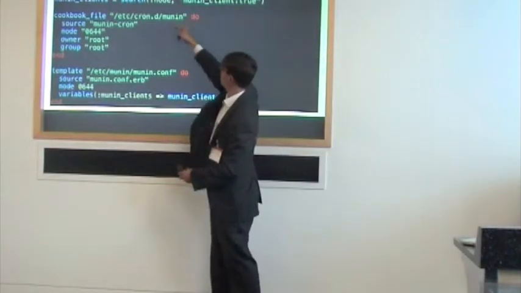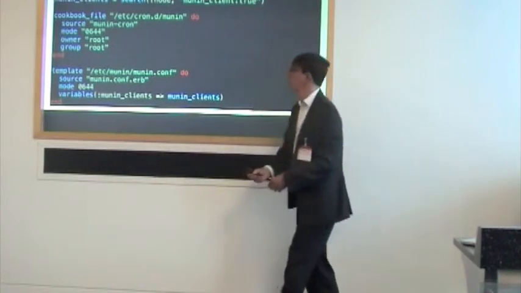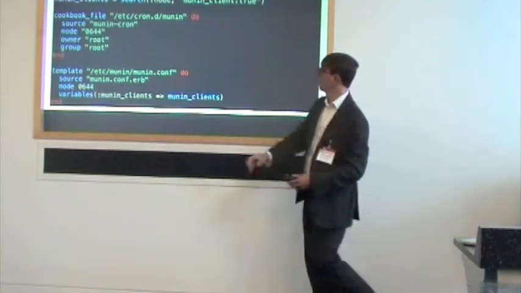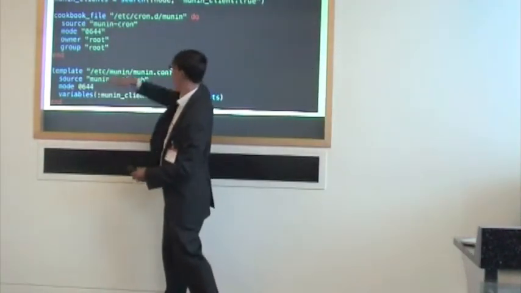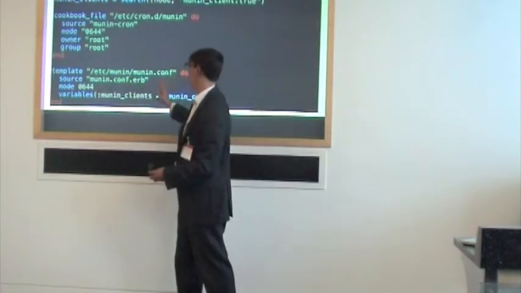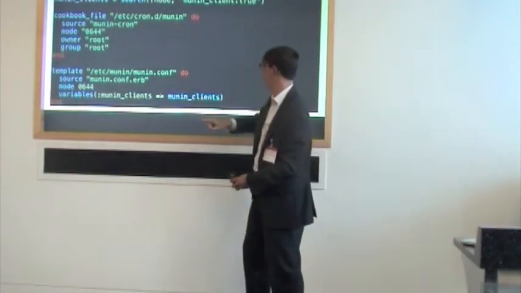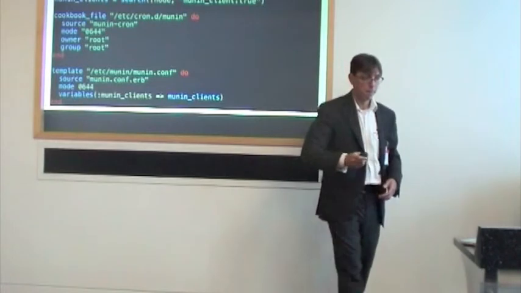Now we're going to drop off a configuration file called etc.cron.d mooning, so it's the cron job that runs mooning. We're going to specify some attributes about it and where it comes from. And then we're going to specify the mooning configuration file, and we're going to pass in the mooning client variable, which we obtained from search, into the configuration file.